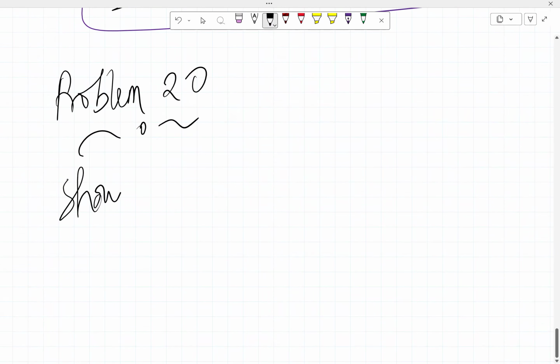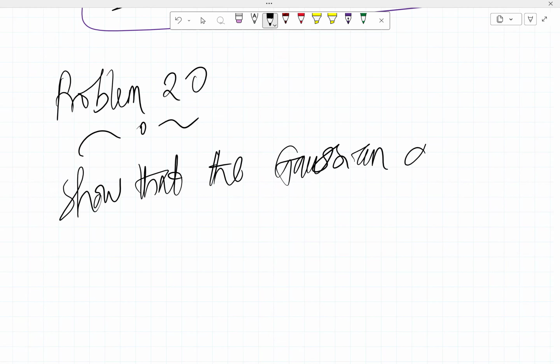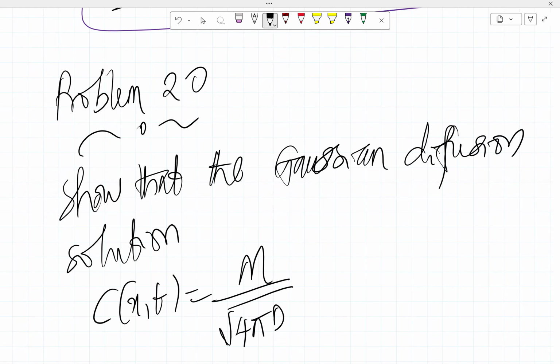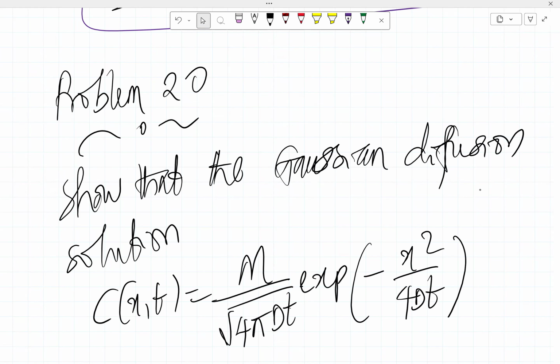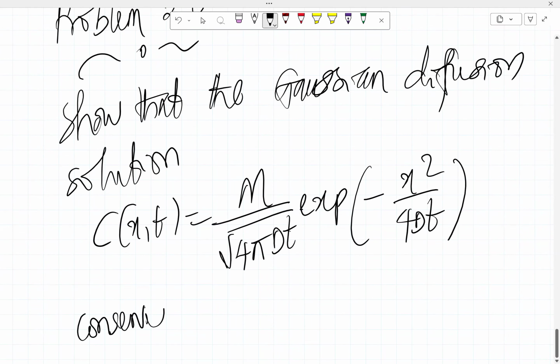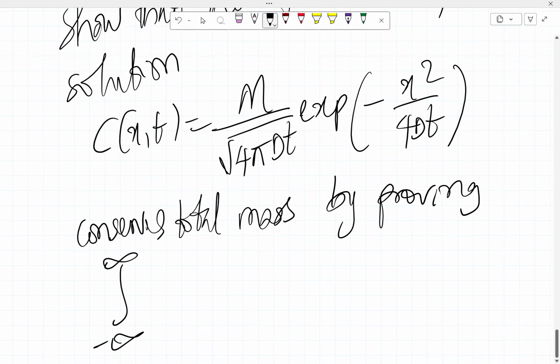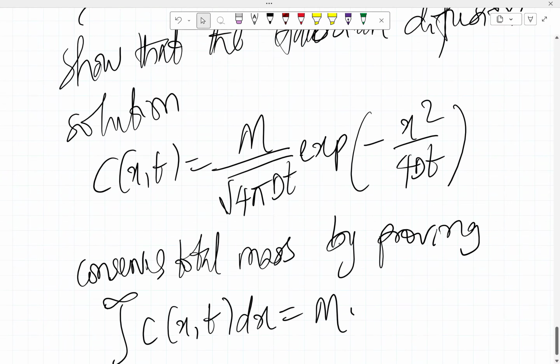Want to show that the Gaussian diffusion solution C of x comma t is equal to m all over square root of 4 pi dt exponent minus x squared all over 4 dt conserves total mass by proving integral from minus infinity to infinity for c x comma t dx equals m, like this.